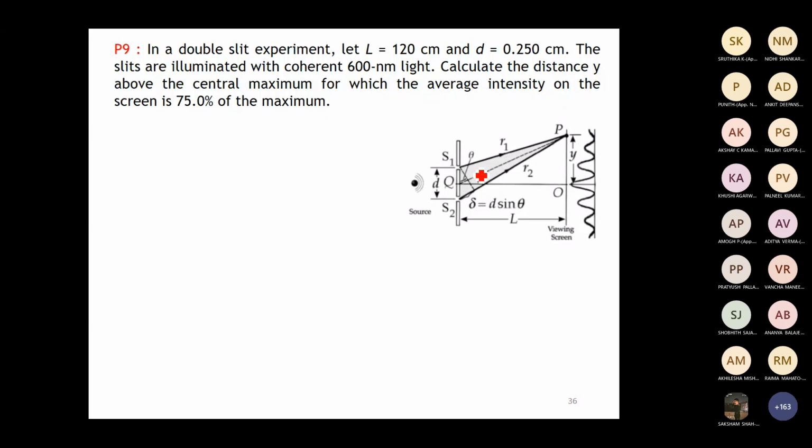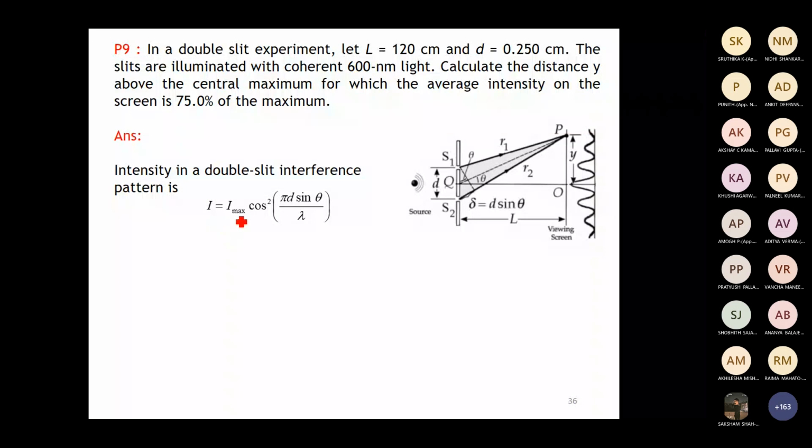So 4800. Let me check. Let's see the problem. In the double slit interference pattern, as we are discussing just now, the expression for intensity is I equals I max cos square pi d sin theta by lambda. So you need to use an appropriate form of the equation to solve certain problems. For small values of theta, we can write sin theta as tan theta, which is y by L. Pi d remains the same, and lambda remains the same, using the small angle approximation.